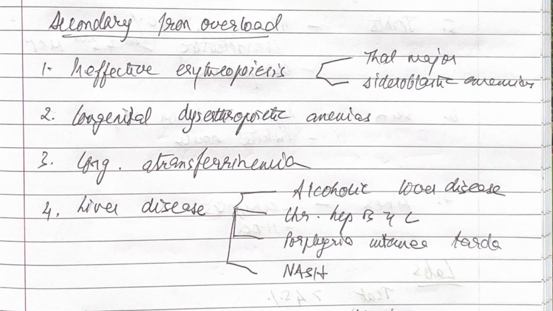Causes of secondary iron overload are ineffective erythropoiesis, as in thalassemia major, sideroblastic anemias. Then we have congenital dyserythropoietic anemias, congenital atransferrinemia, liver disease, as in alcoholic liver disease, chronic hepatitis B and C, porphyria cutanea tarda, NASH. Then there are iatrogenic causes like blood transfusions and IV iron overload.